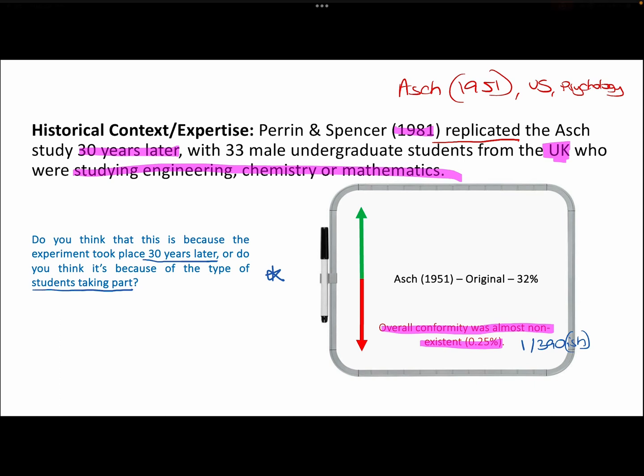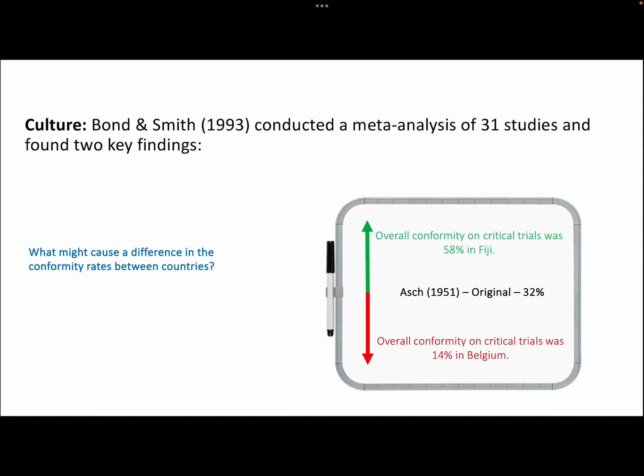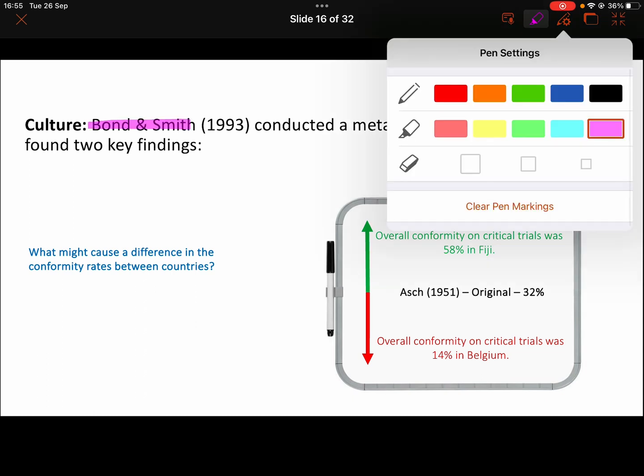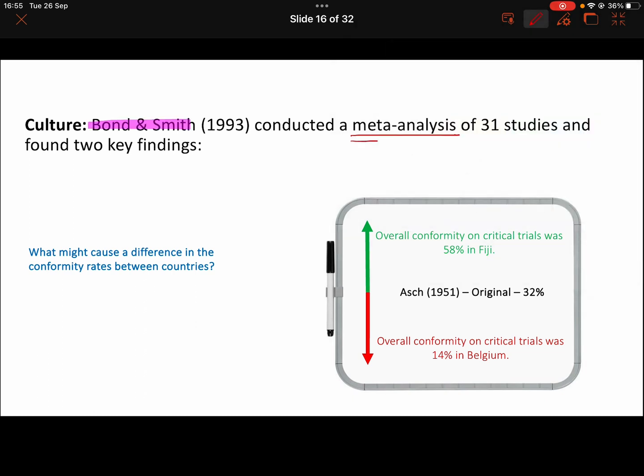The other study that I would like to introduce to you is this research by Bond and Smith. They conducted a meta-analysis. We're going to learn about meta-analyses in the research methods topic. A meta-analysis is an analysis of analyses. You might have heard the word meta-language. That means language about language. You might have heard of metacognition, which is thinking about thinking. So a meta-analysis is an analysis of analyses.